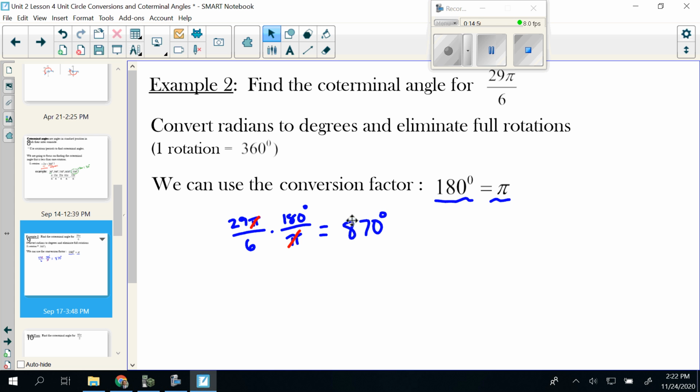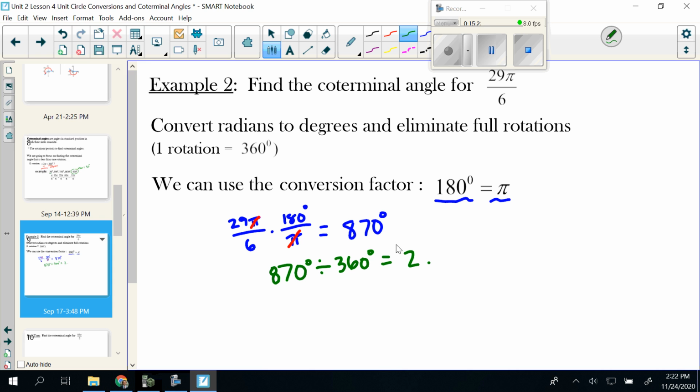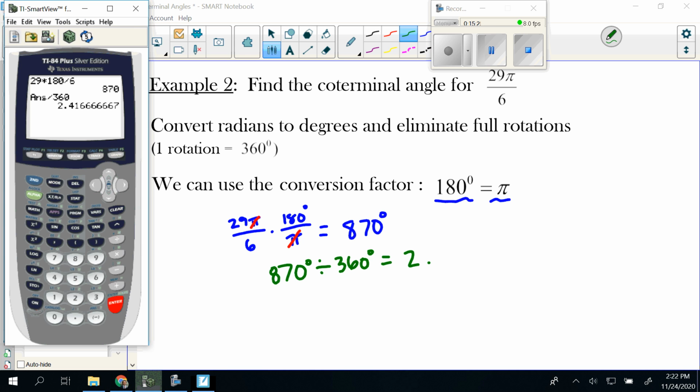So first thing we want to do is divide this now by our period, which is, in this case, degrees, so 360. So we're going to take 870 divided by 360 degrees to see how many revolutions we're doing. So on our calculator, let's divide by 360. So it's 2 revolutions and a little bit more. So we get 2.416 repeating.